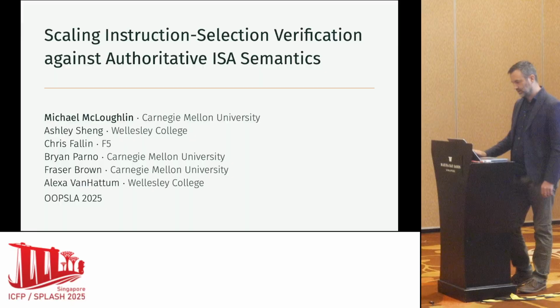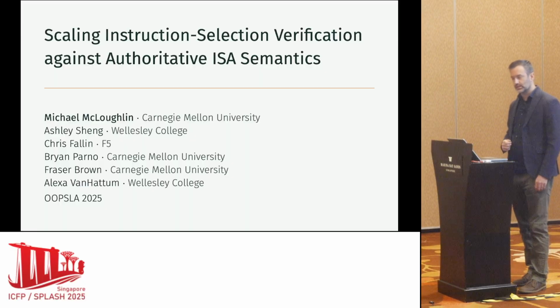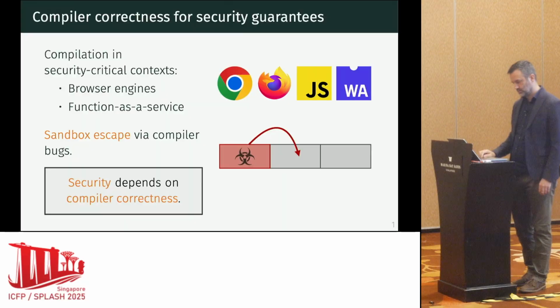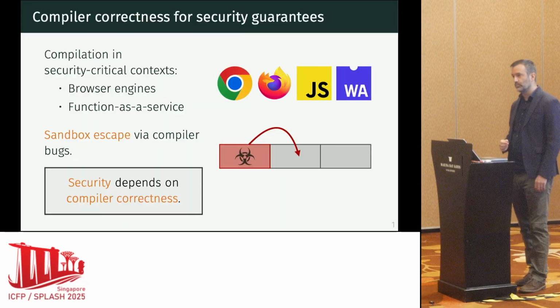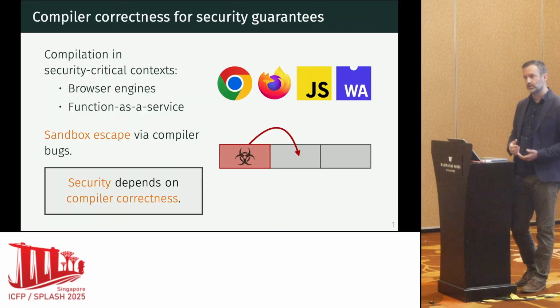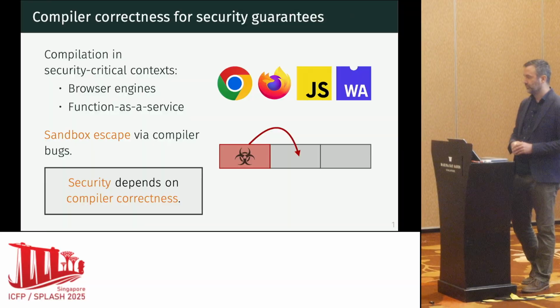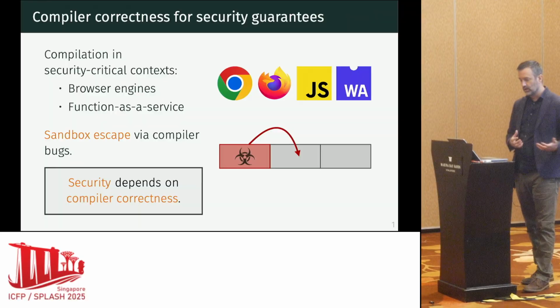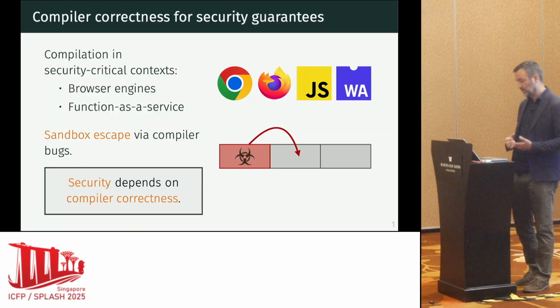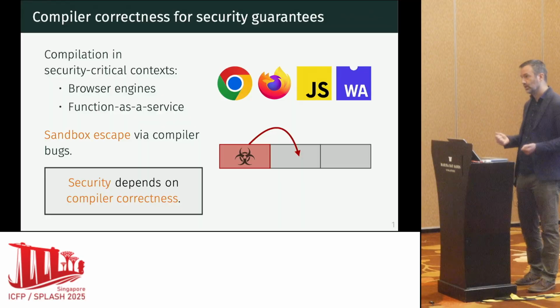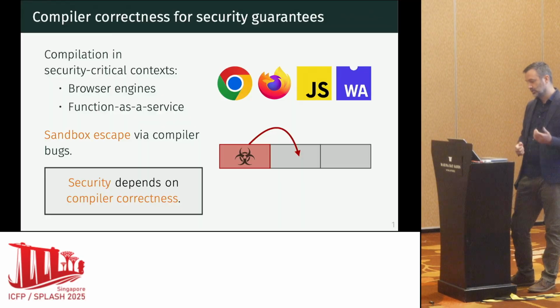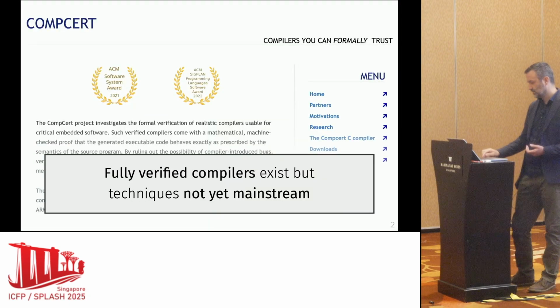Hi everyone, I'm going to tell you about our work verifying instruction selectors in production compilers. The context of our work is compilation in security critical contexts. That might be a JavaScript or WebAssembly engine in a browser, or in the cloud and a function as a service platform. These environments use JIT compilation for performance and rely on sandboxing for security. But a compiler bug could be escalated by malicious code to allow sandbox escape and stealing data. So security depends on compiler correctness.